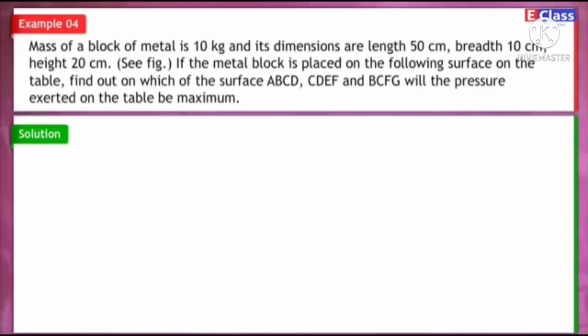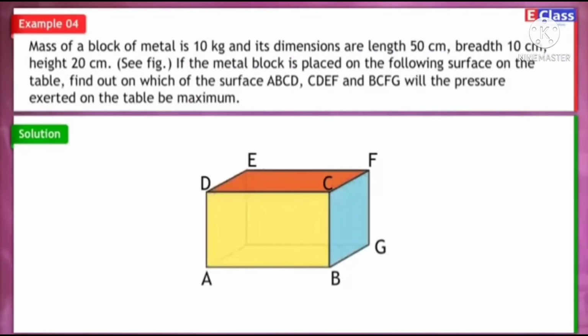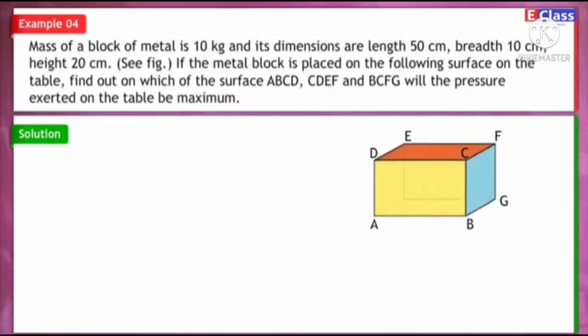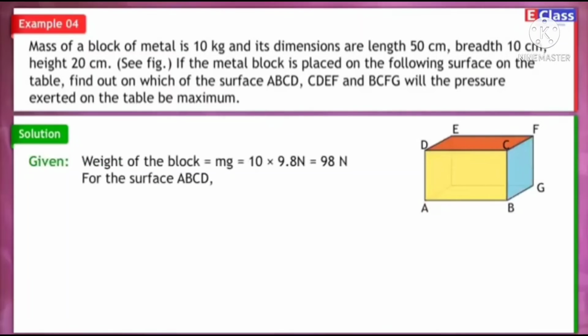Next example. Mass of a block of metal is 10 kg. Dimensions are length 50 cm, breadth 10 cm, height 20 cm. It is given in the figure. If the metal block is placed on the following surfaces on the table, find out on which surface the pressure exerted on the table will be maximum. All the surfaces are given: ABCD, CDEF and BCFG.